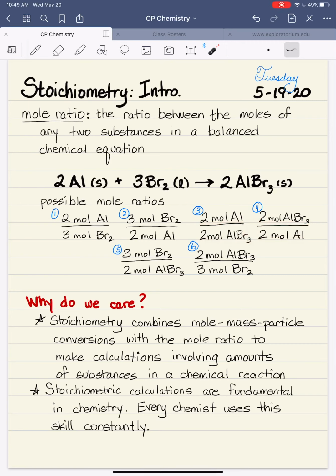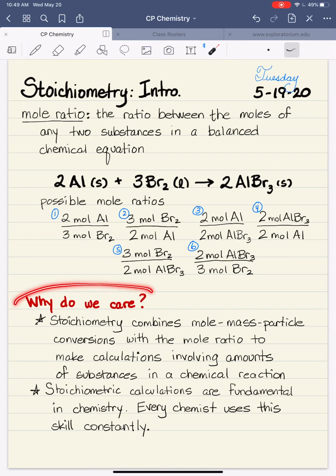The last possible combination is our bromine and our aluminum bromide. We could say 3 moles of bromine over 2 moles of aluminum bromide. Or we could flip that and put 2 moles of aluminum bromide over 3 moles of bromine. Okay, so for an equation that has 3 constituents in it, you're going to be able to make 6 possible mole ratios. And of course, that number will change depending on how many possible combinations can be made.